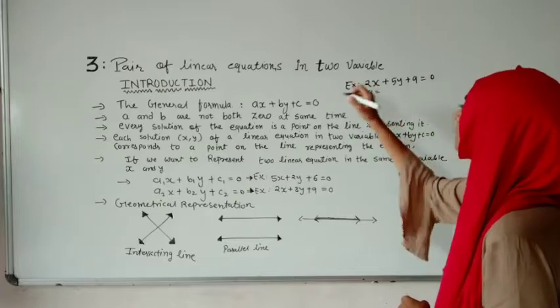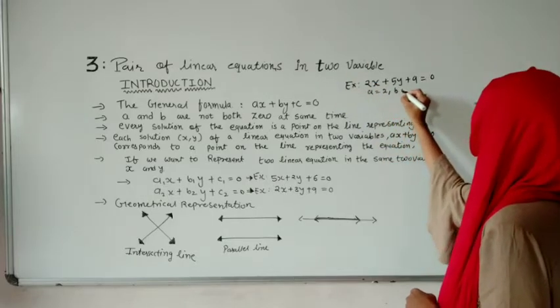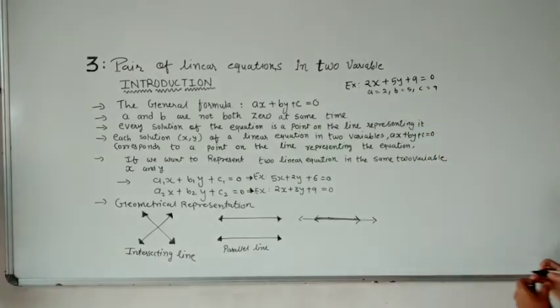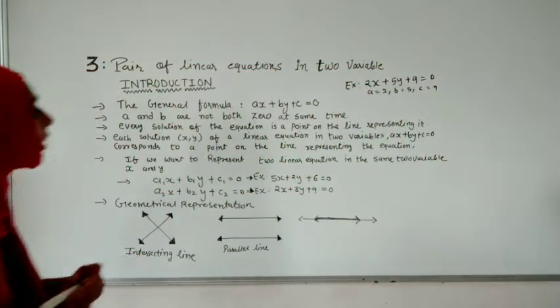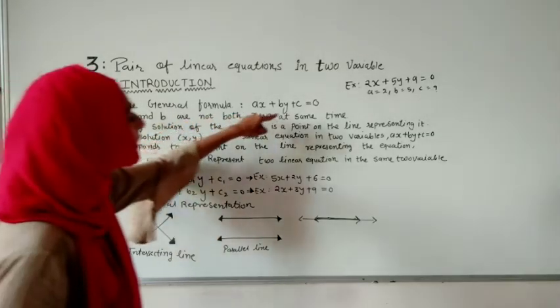So we were writing in 9th standard that the value of a will be 2, the value of b will be 5 and the value of c will be 9. And this kind of question we already solved in 9th standard, as well as some basic formula setup. So here they have given one condition: a and b are not both 0 at the same time.